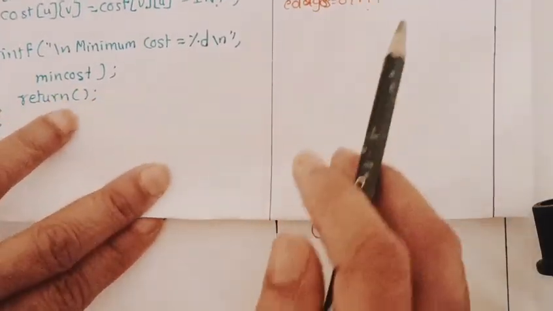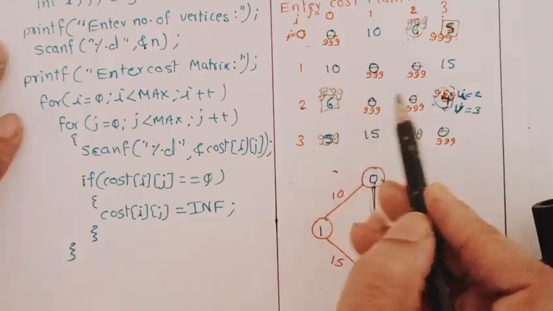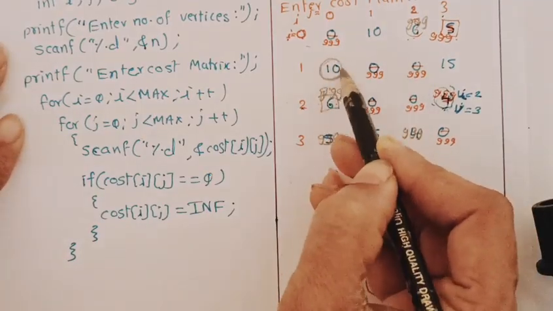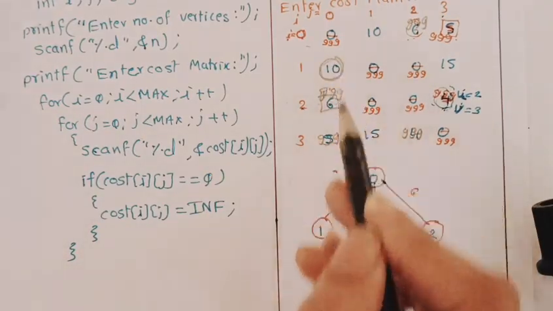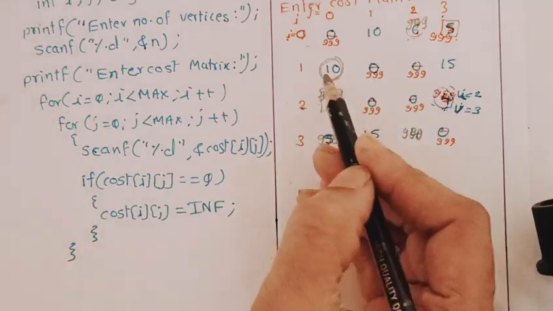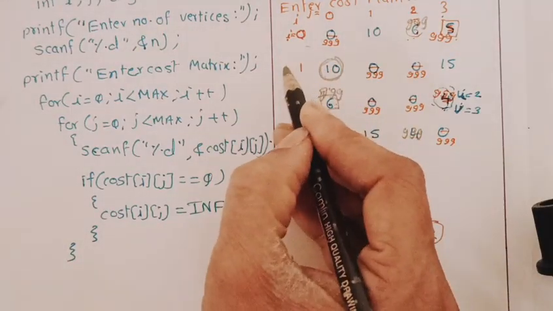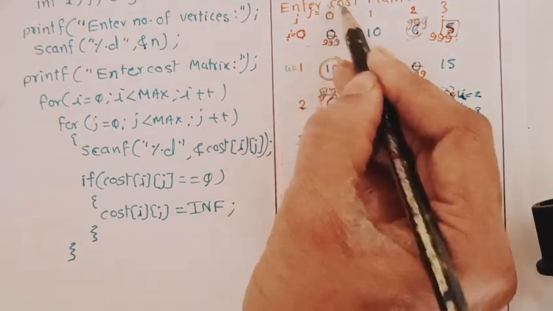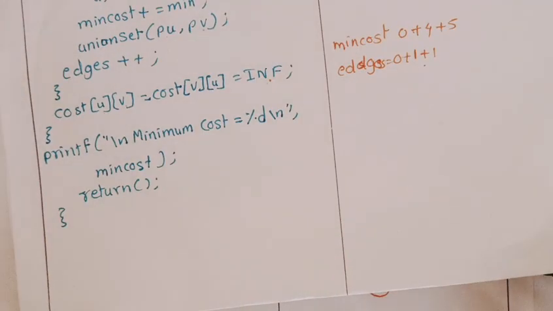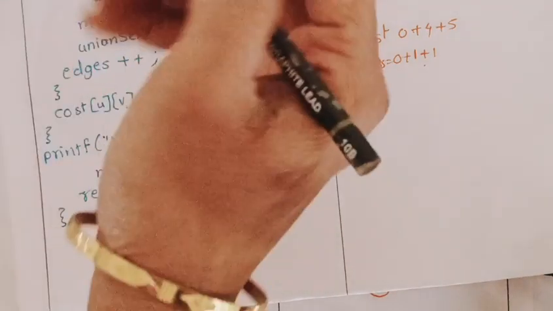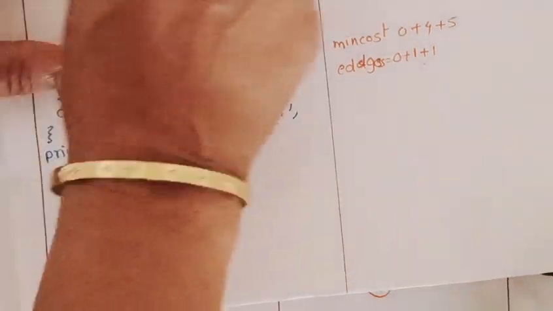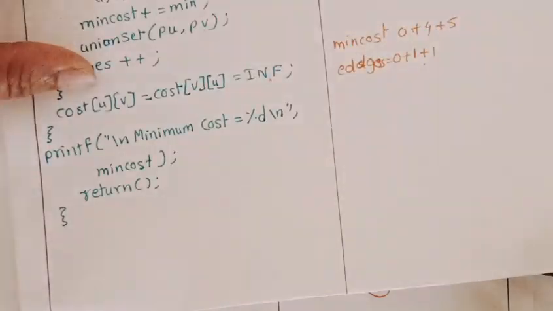Next, after that, again you have to see the next minimum cost value. So this one, 10, is the minimum cost value. So where is 10? U is 1 and V is 0 here. Here you have to pass 1 and 0.